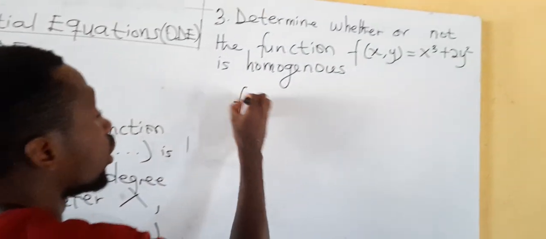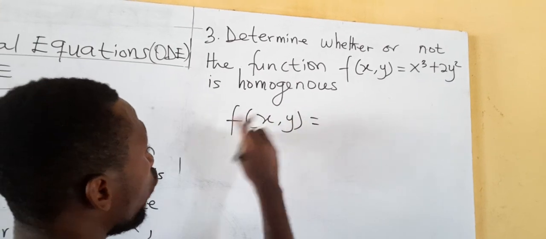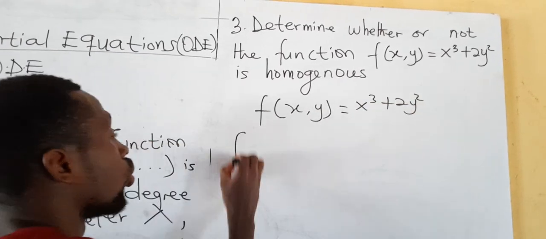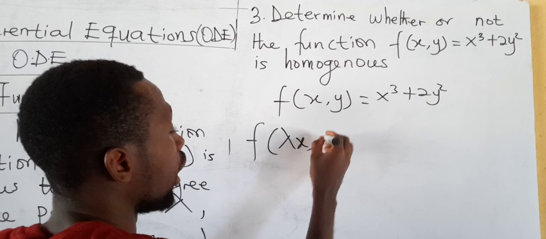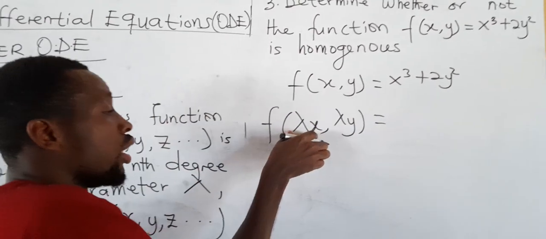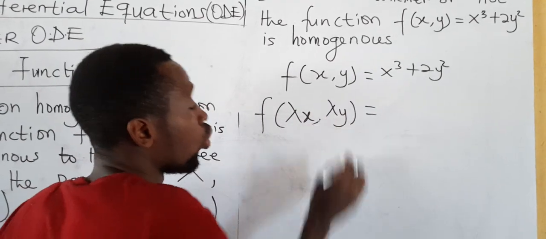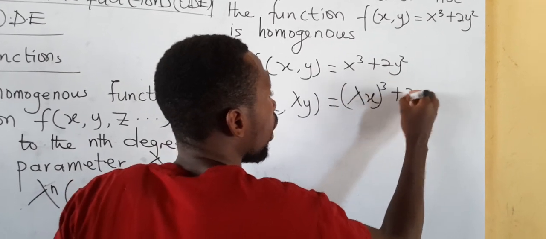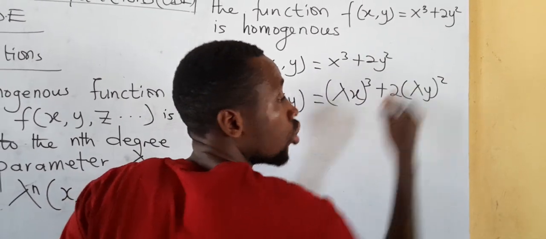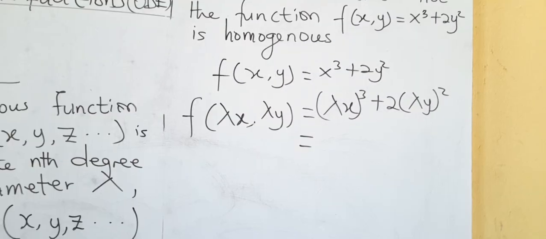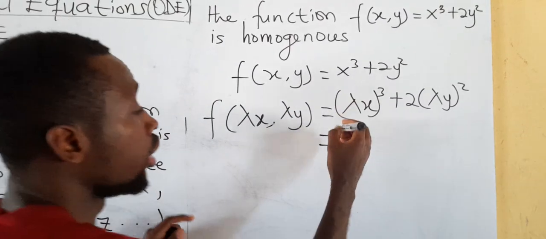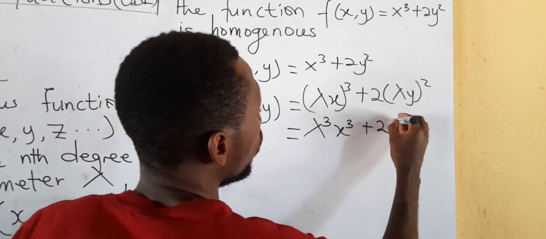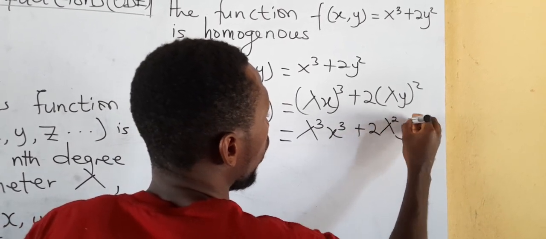So the function f, which is dependent on x and y, is x cubed plus 2y squared. So we introduce the parameter lambda to affect the independent variables. Any place we see x, we put lambda x. Any place you see y, we put lambda y. So we have lambda x cubed plus 2 lambda y squared. So let's simplify this and see. So we have lambda cubed x cubed plus 2 lambda squared y squared.